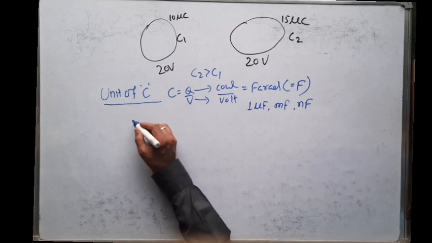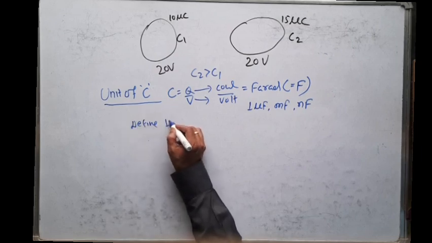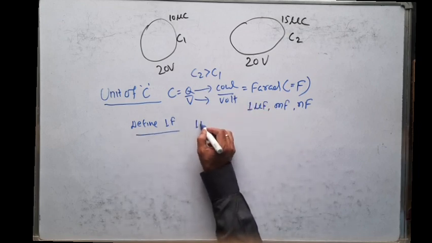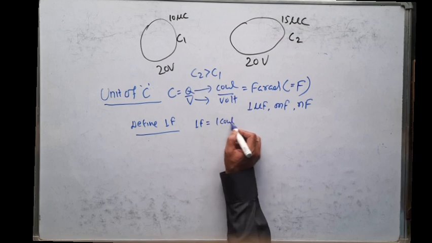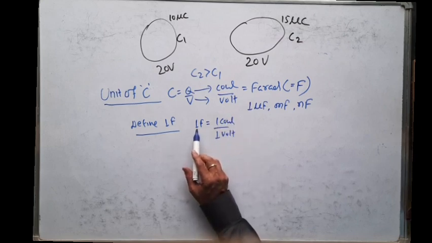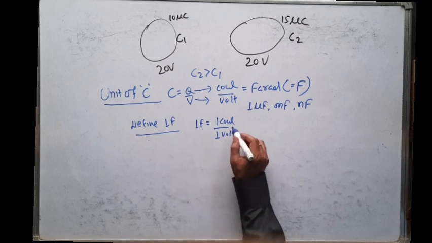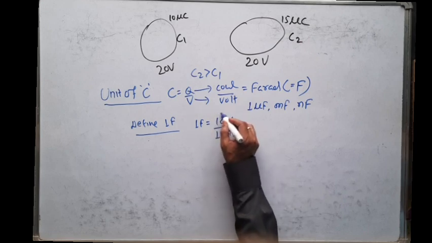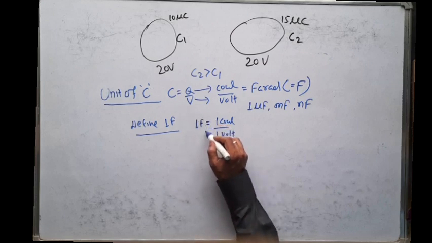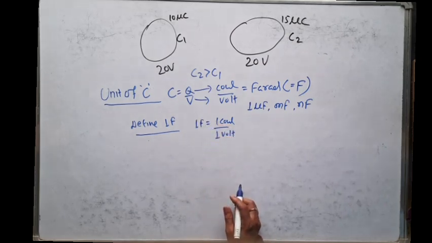Next, a question may come: define 1 farad. One farad is nothing but 1 coulomb by 1 volt. We can define it this way: if 1 coulomb of charge is required to raise the potential difference of a conductor by 1 volt, then the capacitance of that conductor is called 1 farad.